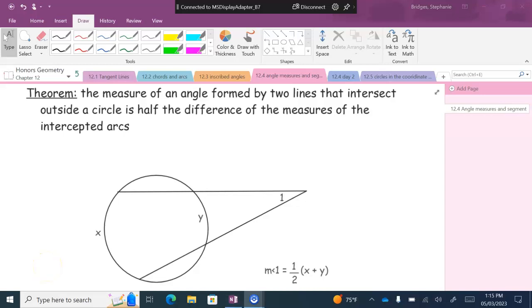Okay, this time it says the measure of an angle formed by 2 lines that intersect outside of a circle. My angle this time is outside of my circle, not inside of my circle. Then it is half the difference of the measures of the intercepted arcs. The one we just did before, the angle was inside my circle. I added my arcs and took half of that. This one, my angle is outside of my circle, so I'm going to subtract my arcs. Obviously, bigger arc minus smaller arc. Otherwise, you end up with negative numbers.